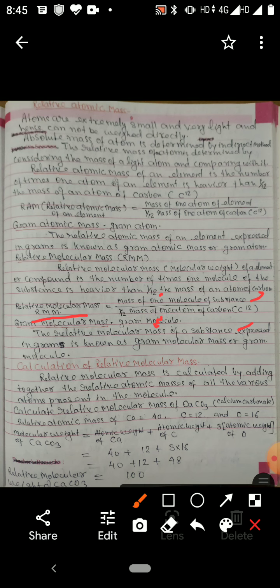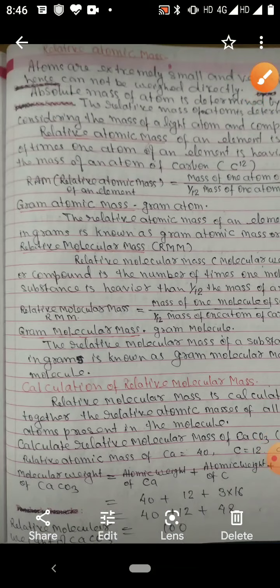So you see, we are going to calculate the molecular mass of calcium carbonate. Calcium carbonate is made of one atom of calcium, one atom of carbon and three atoms of oxygen. You know the atomic mass of calcium is 40, carbon is 12 and oxygen is 16.